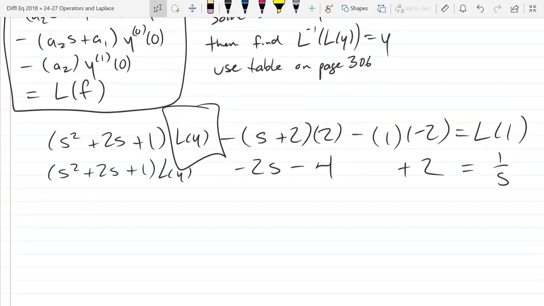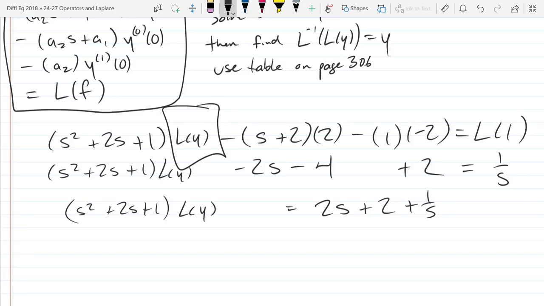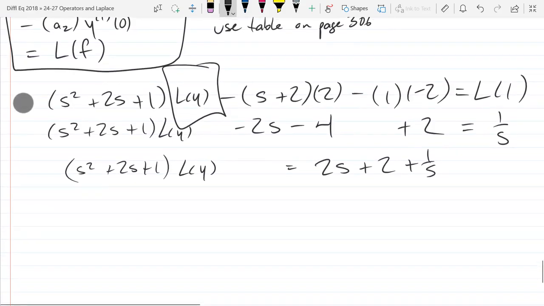All right, so I just distributed everything out and wrote the 1 over s in for L of 1. So now I'm going to add all this stuff over. We got a minus 2. So we're going to have 2s plus 2 plus 1 over s equals s squared plus 2s plus 1 L of y. Is my arithmetic correct, or algebra correct? That's what I got. Okay.